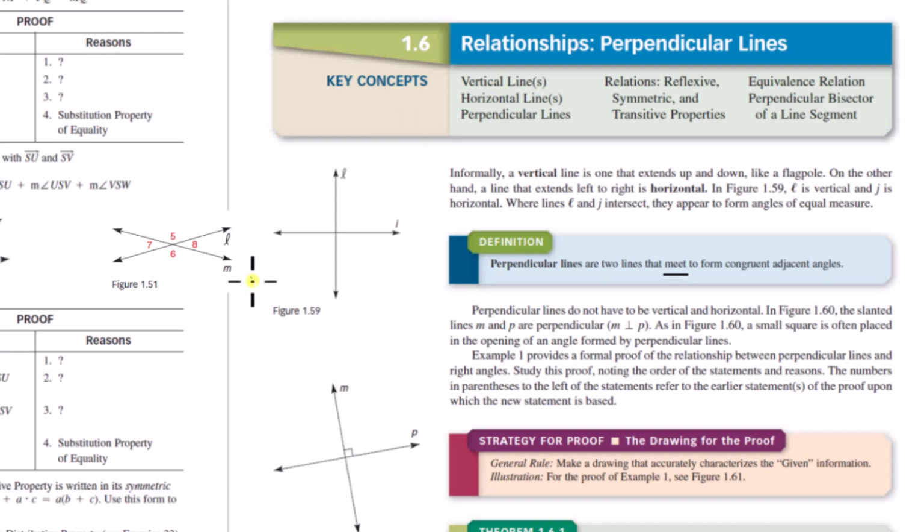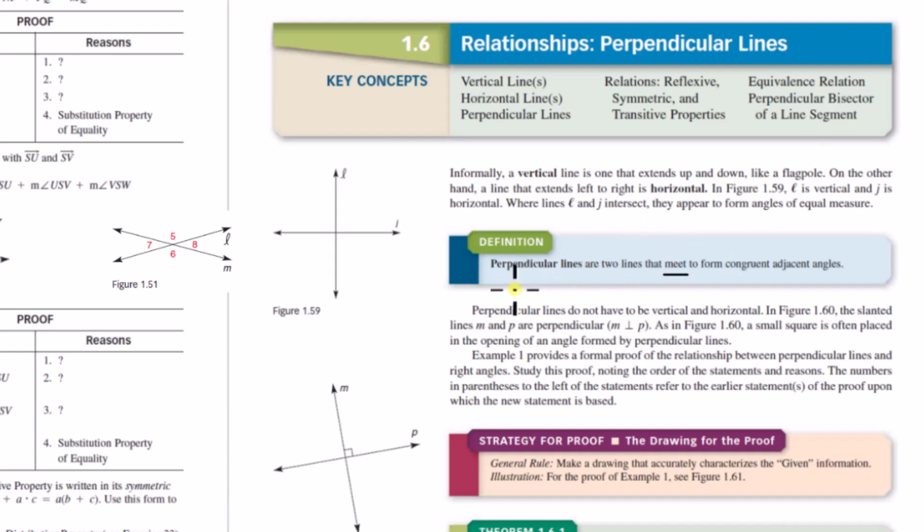Okay, so again, when two lines intersect and the adjacent angles are all congruent, every single adjacent angle is going to be congruent, or none of them are. It's only one of two possibilities. Then that means the two lines are perpendicular.